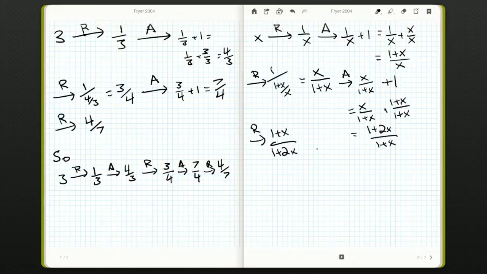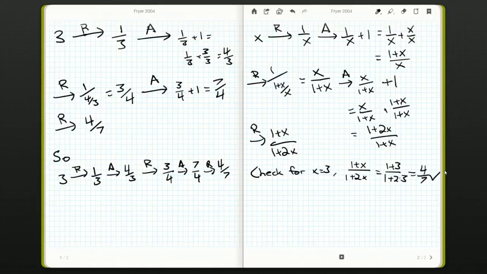Now, before we write it down nice and neat, what we could quickly do is, we know what happens if we put 3 in there. We should get 4/7 out. So what happens if we put 3 in for x? We get 1 plus 3 over 1 plus 2 times 3. Well, that's 4/7. So the whole thing worked out.